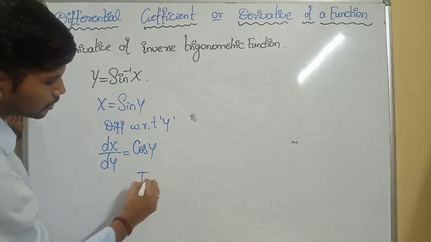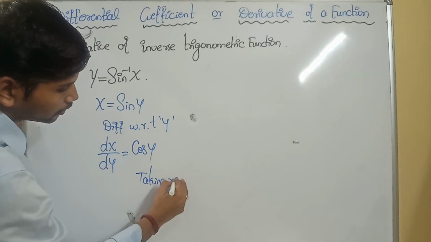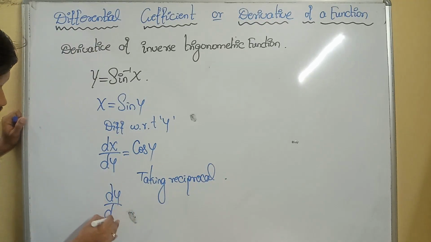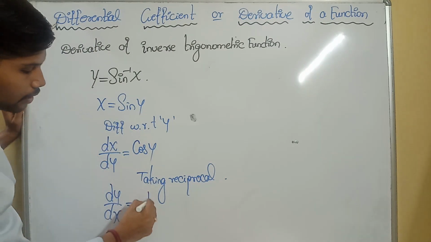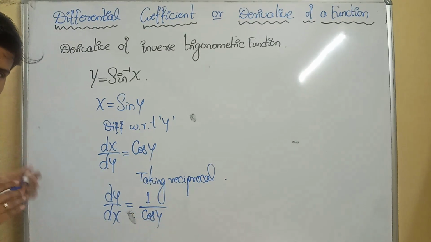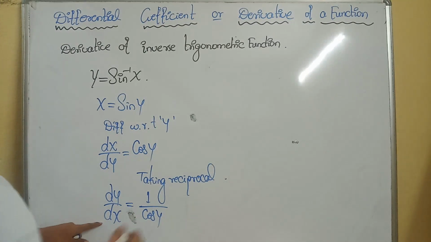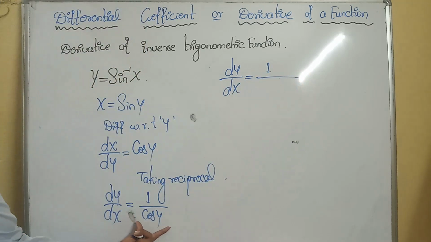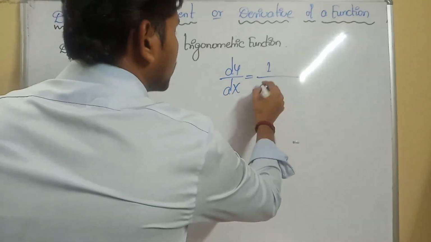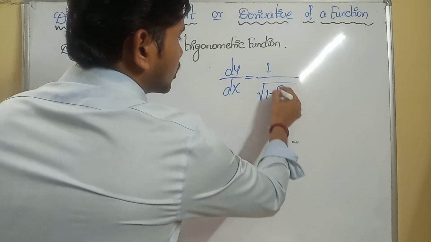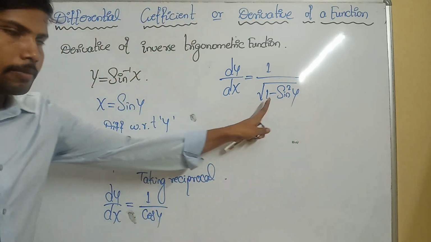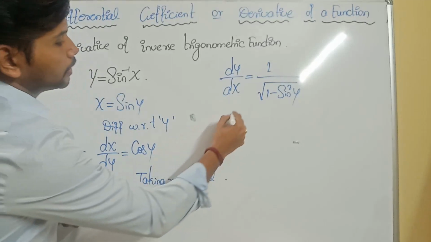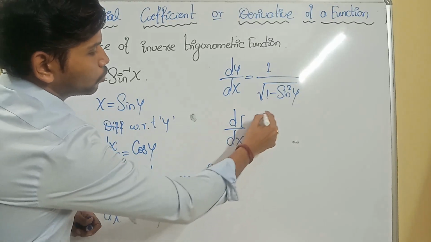After that, taking reciprocal, it will be dy by dx is equal to 1 by cos y. Getting my point clearly? After this one, dy by dx as it is, 1 divided by, how do I write cos y? We can write this as the square root of 1 minus sine square y, because 1 minus sine square is cos square, square root cancel, it will be cos y. Understood properly?